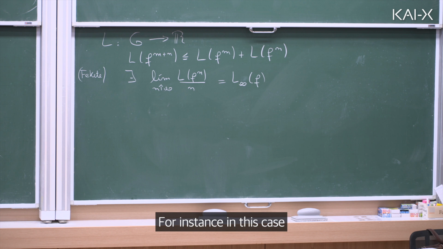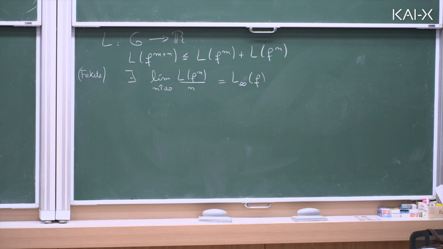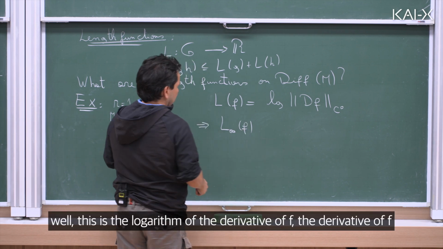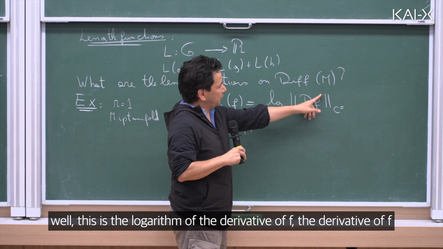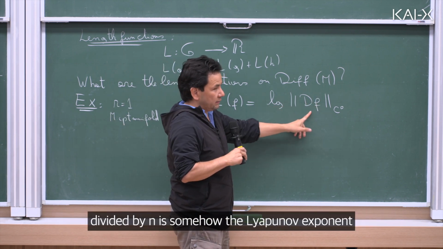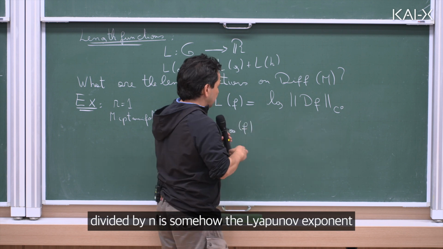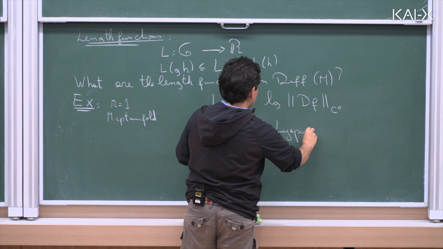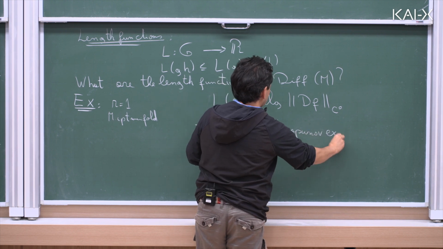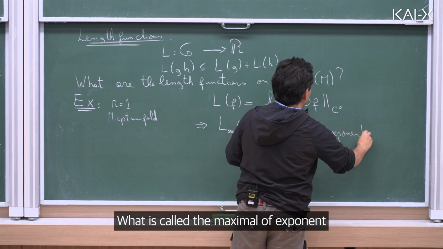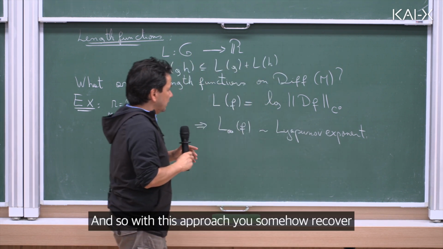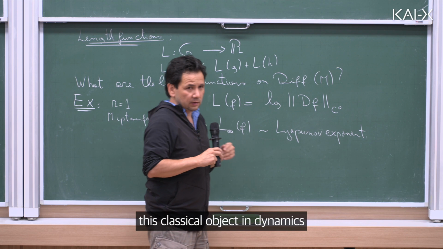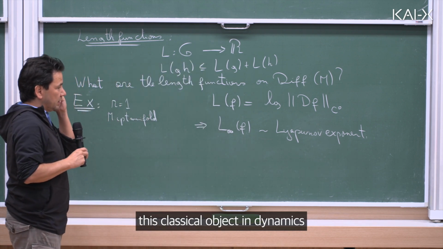For instance, in this case, L infinite of f, well, this is the logarithm of the derivative of f to the n divided by n, is somehow the Lyapunov exponent. This is what is called the maximal Lyapunov exponent. And so with this approach, you recover this classical object in dynamics.